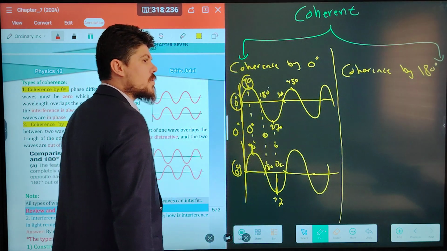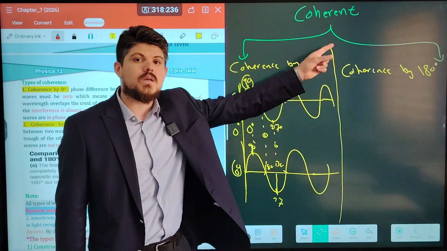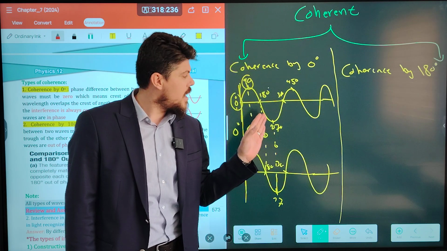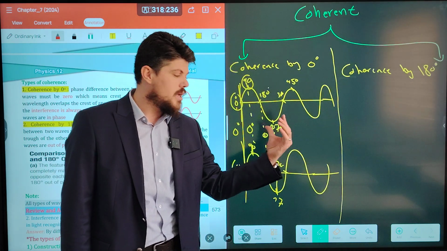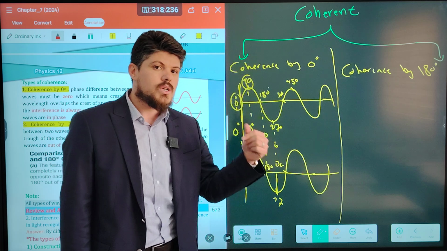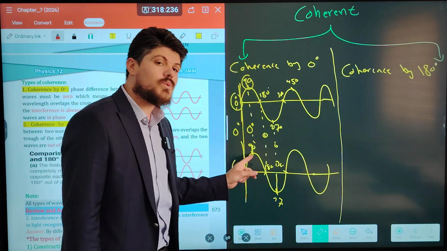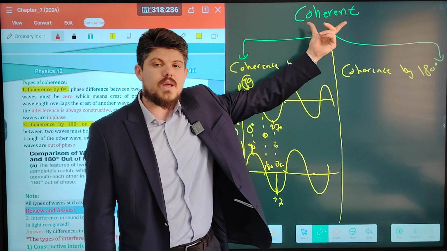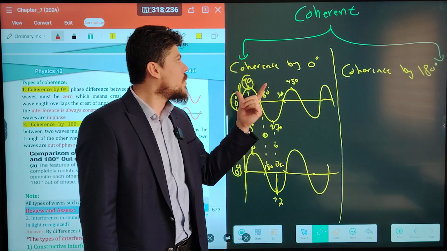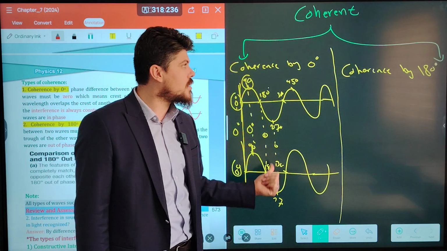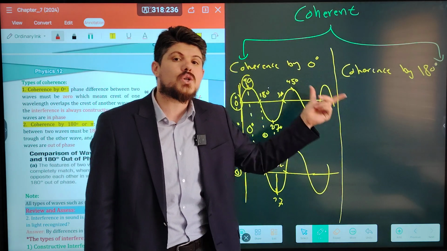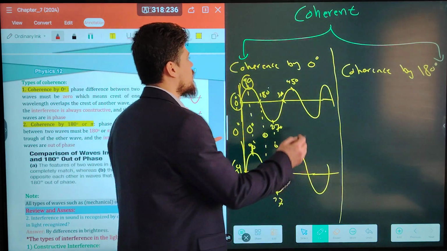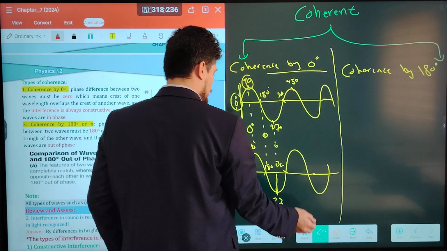So can we say these two waves are coherent? Yes, of course. Why? Because the two waves do not shift relative to each other, and the crest overlaps with the crest all the time, trough overlaps with the trough all the time. If they have the same wavelength, can we say these two waves are coherent? Yes. If crest overlaps with crest and trough with trough, is this coherence by 0 degrees? Yes. So is this constructive or destructive? This is constructive. Coherence by 0 is always constructive.